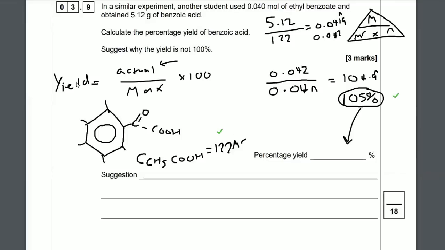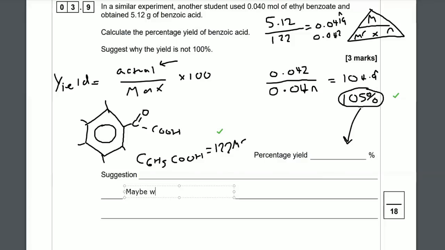So what's the mistake? What's the suggestion? What's happened here? Think about the method. What went wrong with the method? That means we ended up with a greater amount of product than was chemically possible when looking at the coefficients and the amounts. So what do you think went wrong?